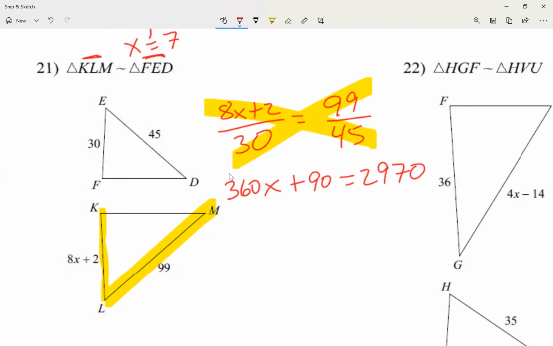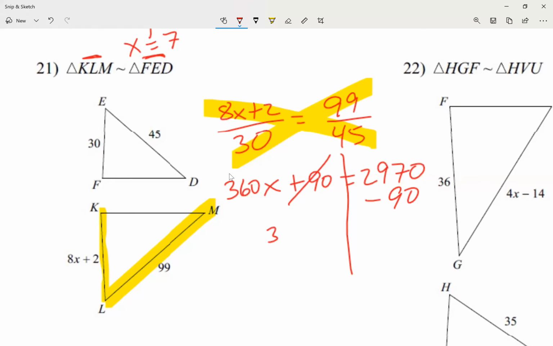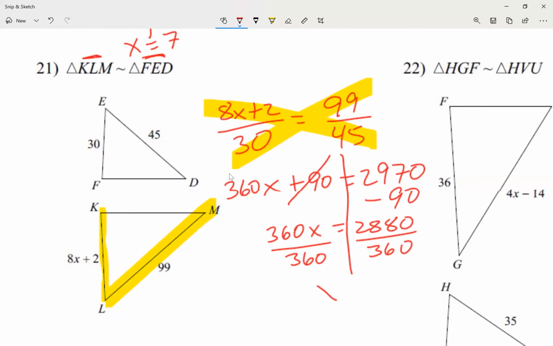Okay. Let me separate my sides through the equal sign. The plus 90, let me move it over as a minus 90. So that's going to give me that 360x equals 2,880. Let me divide by 360. So I'm going to get x is equal to 8. Okay, nice. Remember, you can always simplify your fractions.